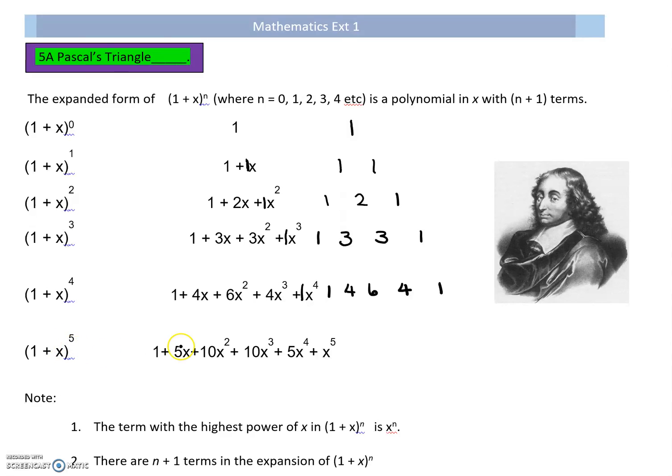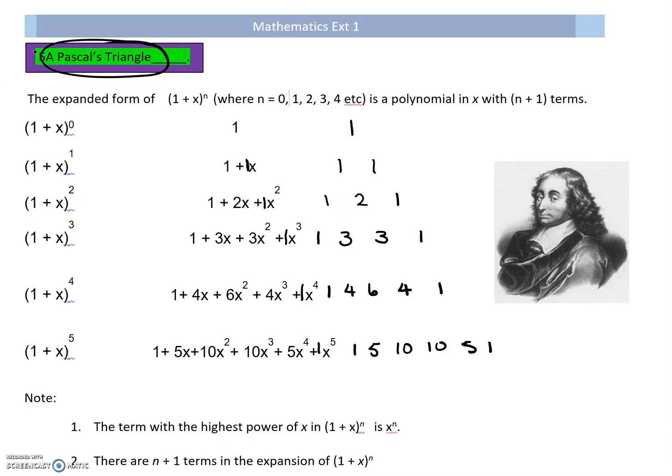1 plus x to the 5 gives a 1, a 5, a 10, 10, 5, and a 1 as the coefficients. And you can see that would give 1 and 5 and 10 and 10 and 5 and 1, being the numbers in the 6th row of Pascal's triangle. So you can see there's a very clear connection between Pascal's triangle and an expansion of a binomial.